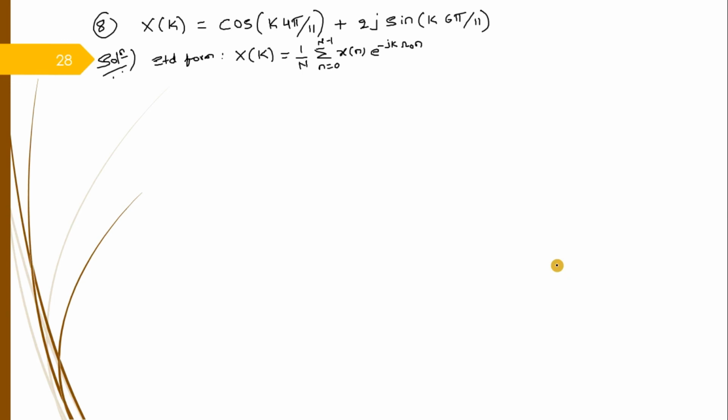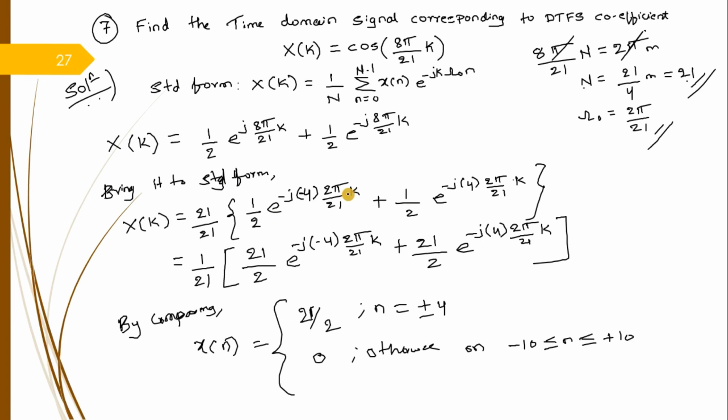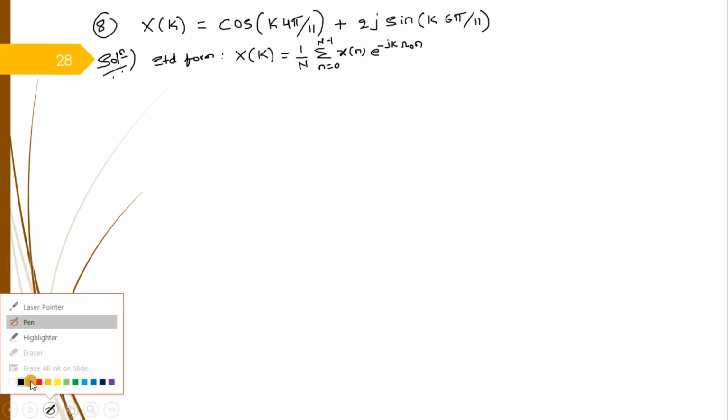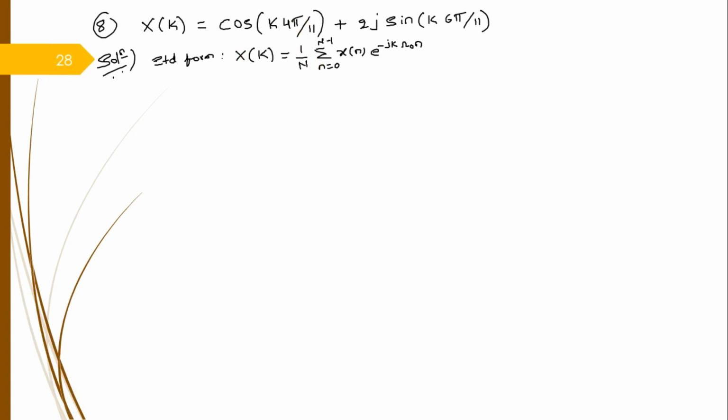Now I want you to take this as an assignment, because it is very much similar. There is no difference at all. You can see here there is only a single cos term, here you have two cos terms. So I want you to proceed, and let me give you the hint. N is equal to 11 here. Okay, so take this as an assignment.